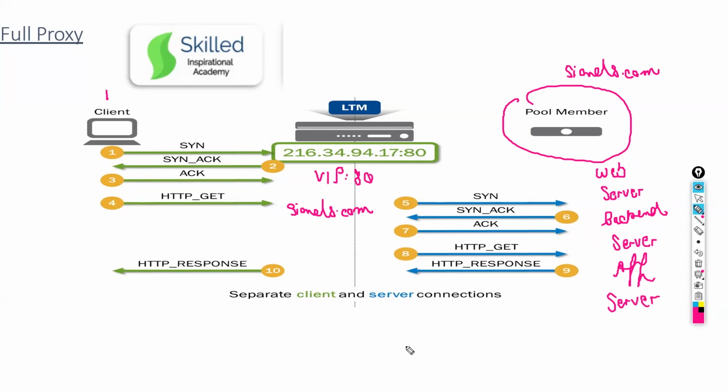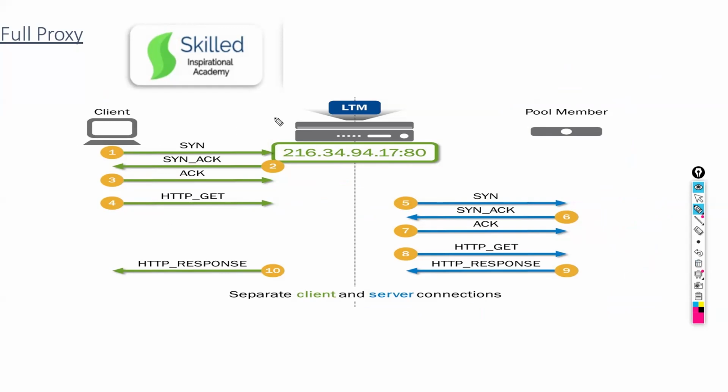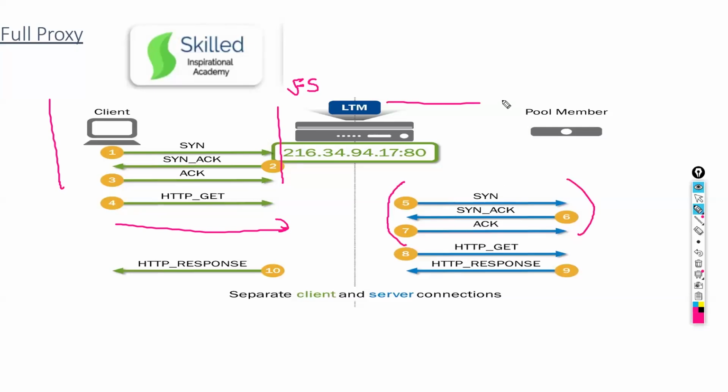So how will the traffic be? You can see one is in green and one is in blue. Separate client and server connections. It means there will be a three-way handshake from the client to F5. Then only the HTTP GET will come. Once the HTTP GET is there, then there will be one more three-way handshake between your load balancer and your server. Then that HTTP GET, which is fourth, your F5 will transfer to the server. So F5 works on HTTP GET and response, meaning the HTTP request and response model.